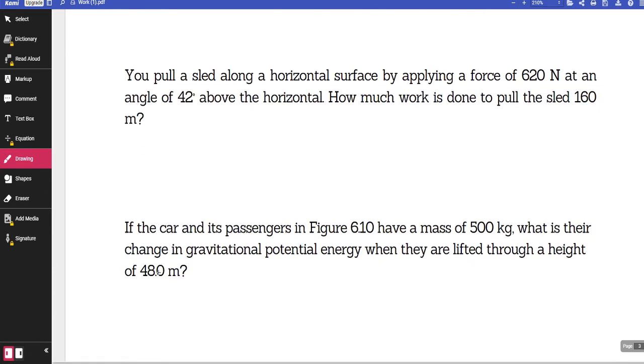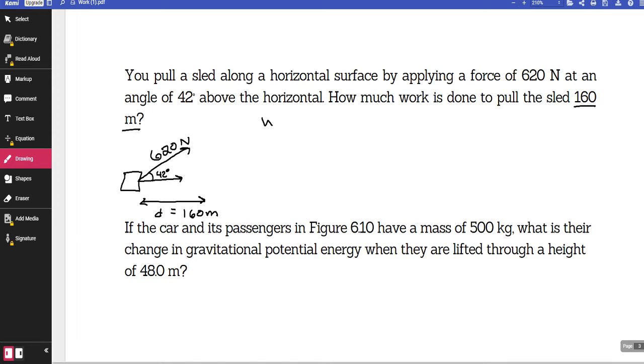Okay, our next one here. You pull a sled along a horizontal surface by applying a force of 620 newtons. So we have an object, we are pulling it, and this is actually getting pulled 42 degrees above the horizontal. So I have this little component part here. This broke down to 42 degrees, and this is 620 newtons. How much work is done to pull the sled 160 meters? So I know my displacement is equal to 160 meters.